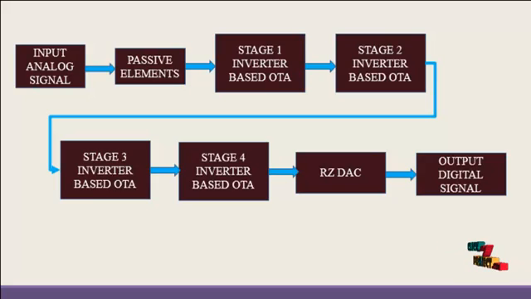In this flow diagram, the input signal is an analog signal. The process is analog to digital conversion, so the input signal is an analog signal. Then that analog signal is fed into inverter-based OTA stage 1 through passive elements, and after that the output of the first stage inverter-based OTA is fed into the second stage, and the second stage output will flow through the third stage of inverter-based OTA. After that the output will be fed into stage 4 inverter-based OTA, and then that output goes to the output digital signal block, before that through the RZDAC.